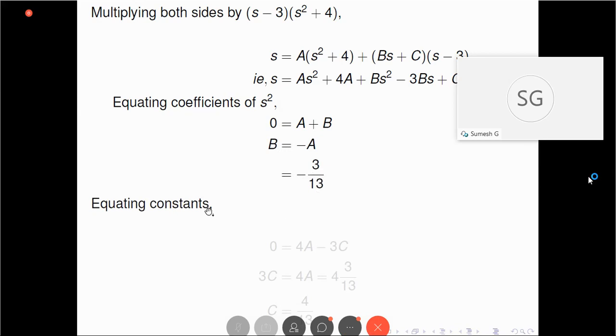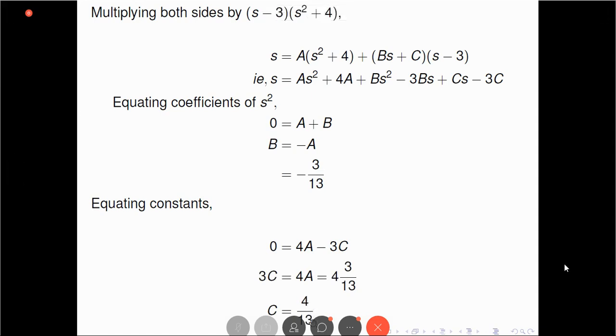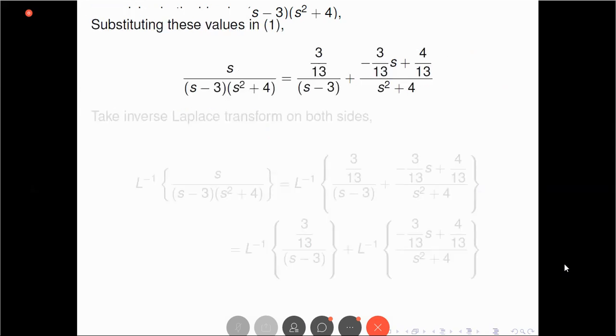Now equating constants, we get 0 equal to 4a minus 3c. So this gives c equal to 4 by 13. So we have the values of a, b and c. This can be substituted in equation 1. So equation 1 becomes 3 by 13 divided by s minus 3 plus minus 3 by 13 into s plus 4 by 13 divided by s square plus 4. Now we can find inverse directly.